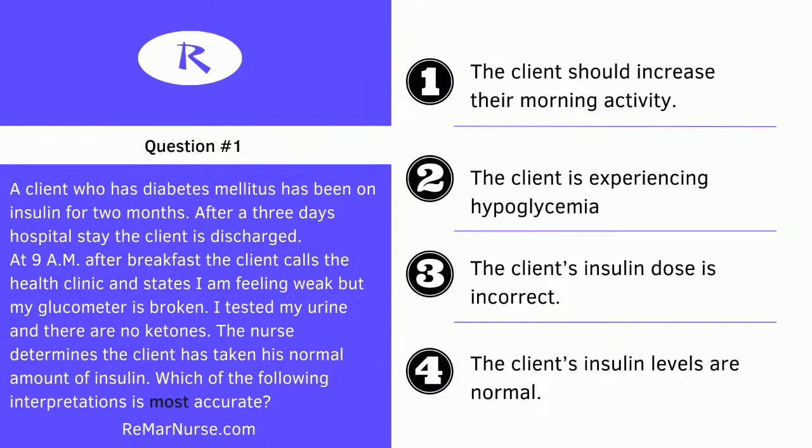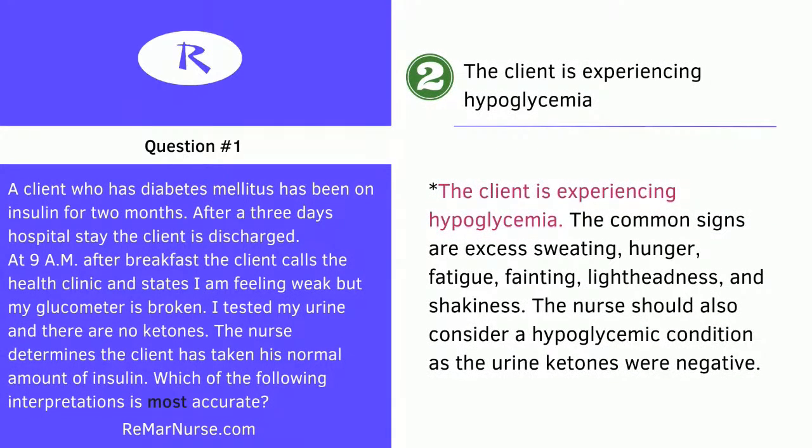So is it number 1, the client should increase their morning activity. 2, the client is experiencing hypoglycemia. 3, the client's insulin dose is incorrect. Or 4, the client's insulin levels are normal. And the correct answer is this. It is actually number 2. The client is experiencing hypoglycemia.